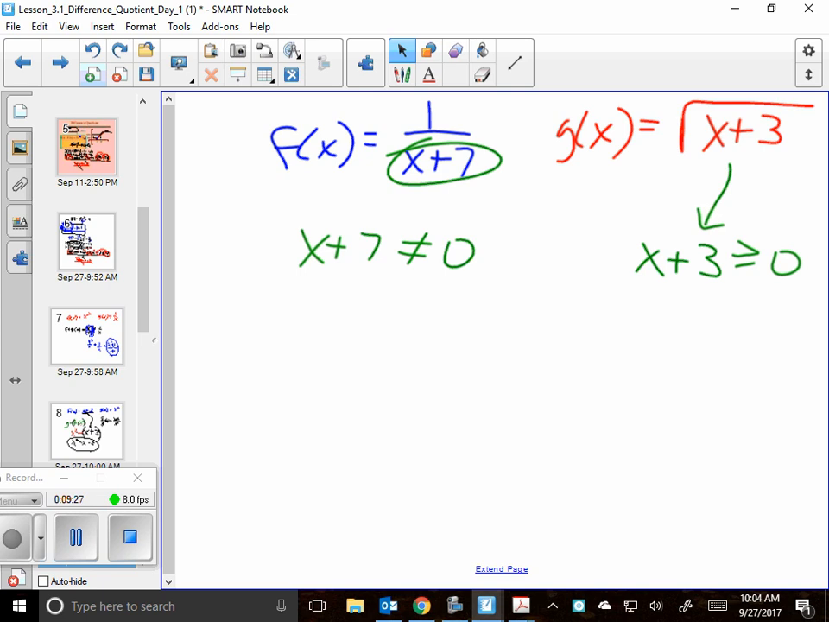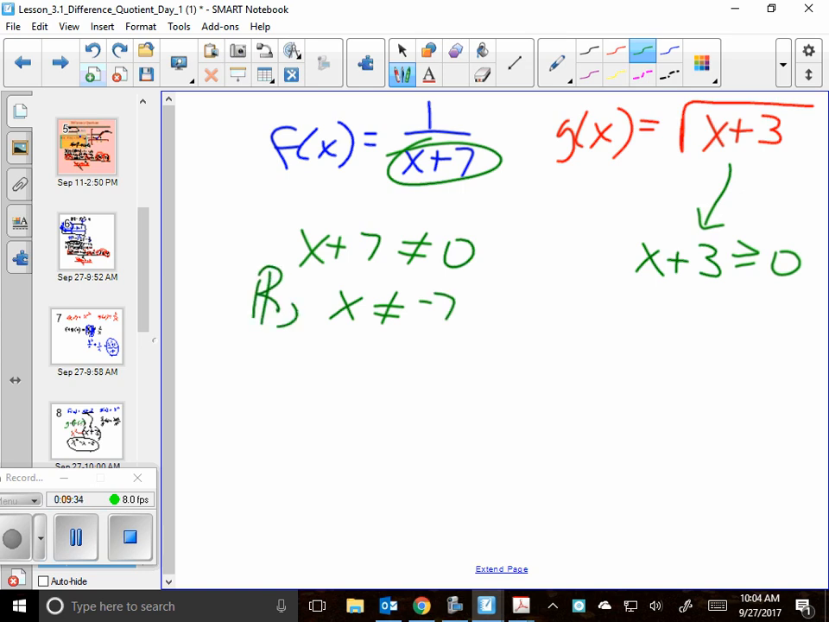Now I solved these two little things. And this one comes out to x cannot equal -7, but I should say all real numbers except x can't be -7. And over here, this one, again, good to put all reals if you're going to say x greater than or equal to -3. All right, so I got my two domains here.